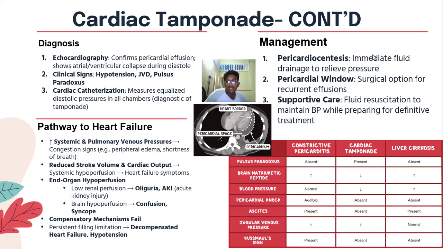Next is reduced stroke volume and cardiac output. The restriction on diastolic filling means that the heart cannot effectively increase stroke volume, which severely limits cardiac output. Over time, the reduced forward flow results in systemic hypoperfusion, further exacerbating symptoms of heart failure.